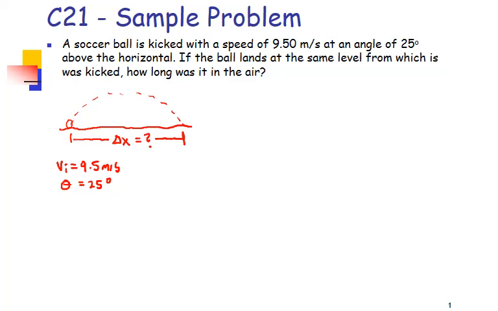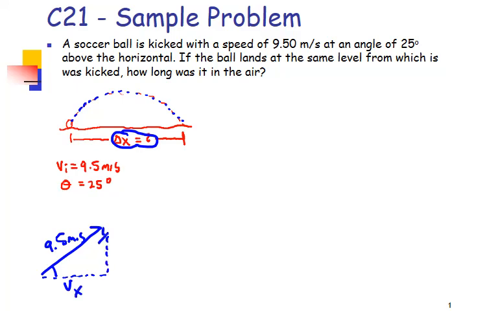All right, so let's go ahead and set this up with a soccer ball that's going at a velocity of 9.5 meters per second at an angle of 25 degrees. And that's the hypotenuse, okay? And we want to find out how far, delta x. So the first thing we've got to do is figure out what Vx is and what Vy is. Now we're going to need our trig functions for that, with 25 degrees and our hypotenuse of 9.5 meters per second.